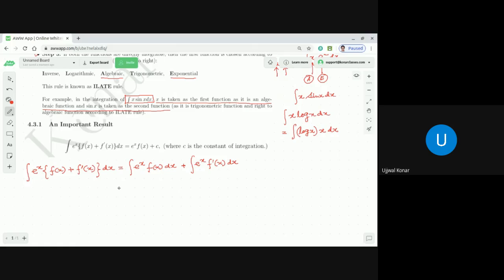Tell me, out of e power x into fx dx, which one shall be the first function? F of x. Why? Good answer, correct answer. Why? Because it's algebraic and the other is exponential. How do you know it is algebraic? That is not the right explanation, but your answer is correct. The justification is not correct. Can anyone answer why fx should be taken as the first function?